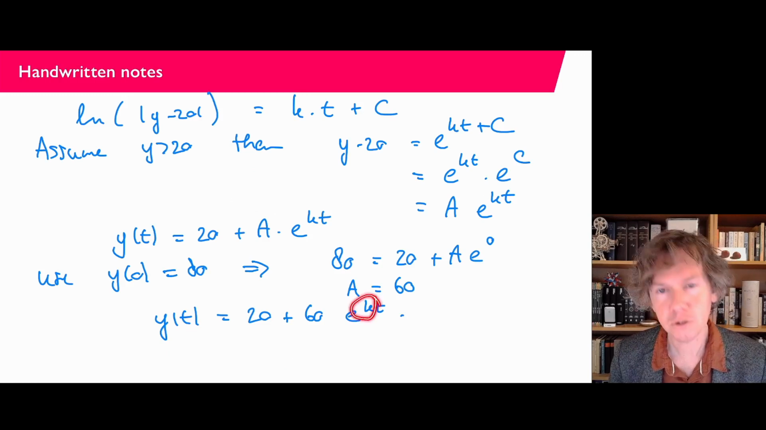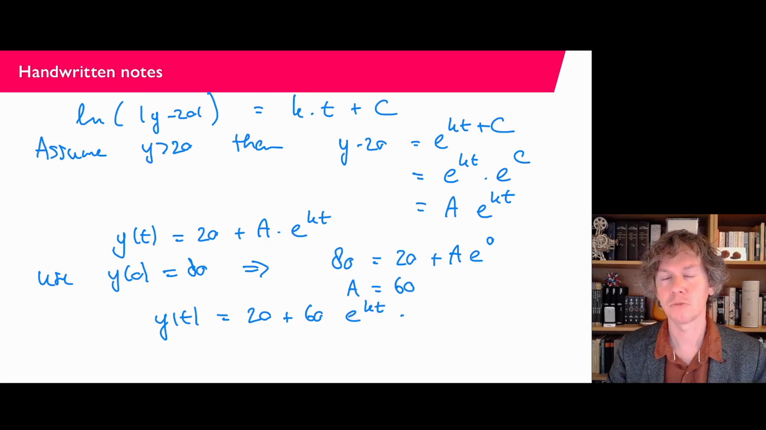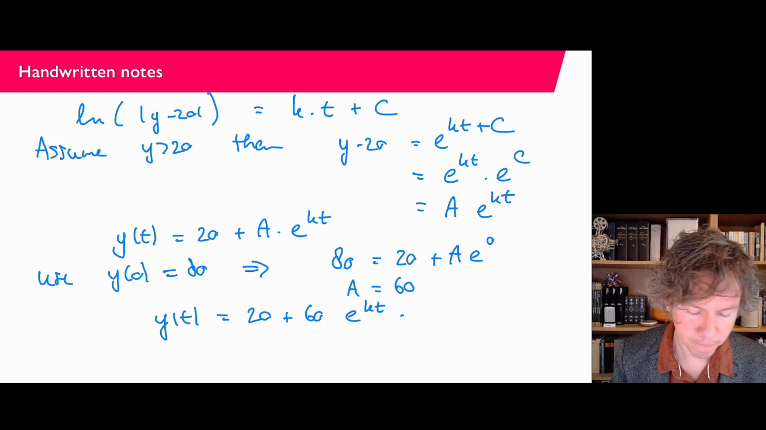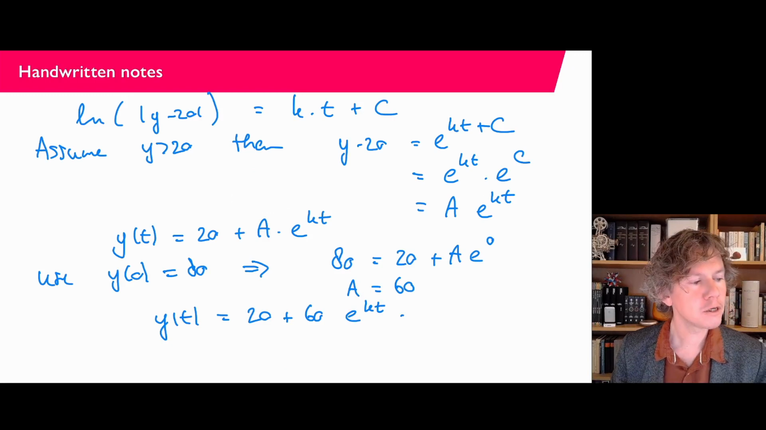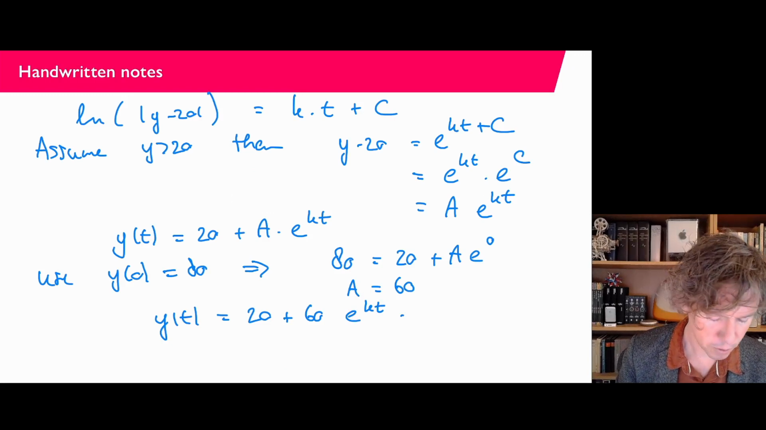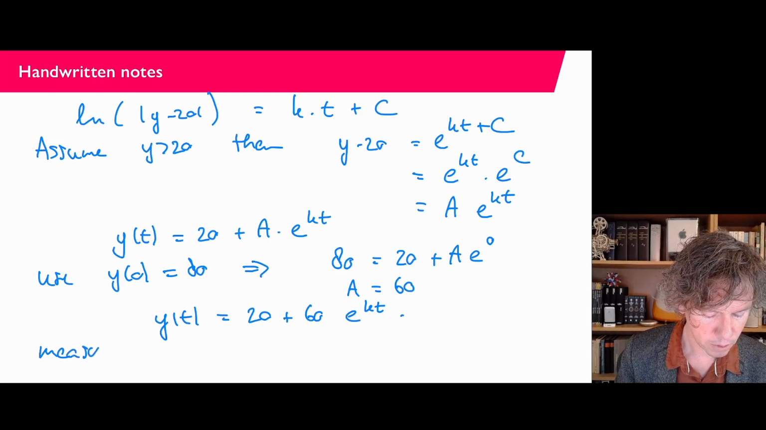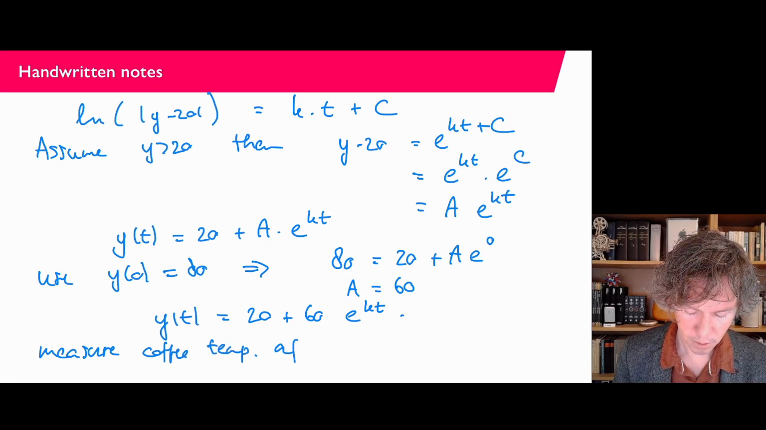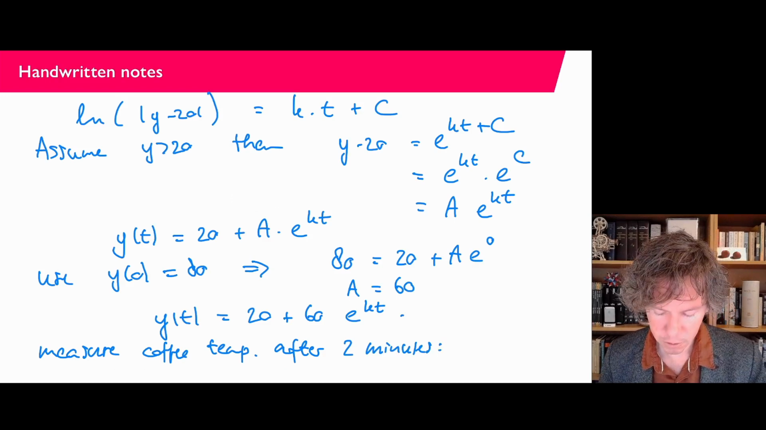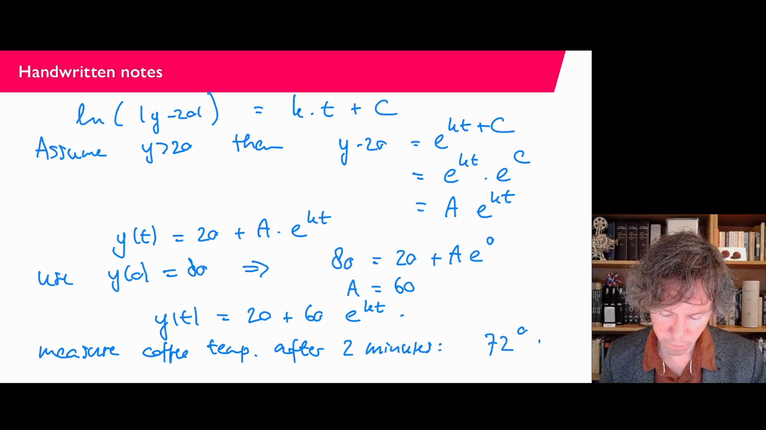So this k tells us how fast the coffee temperature will go down, from 80 to 20. That's what we expect. So let's say that we measure the coffee temperature after 2 minutes. And let's say that we find that it's 72 degrees Celsius.